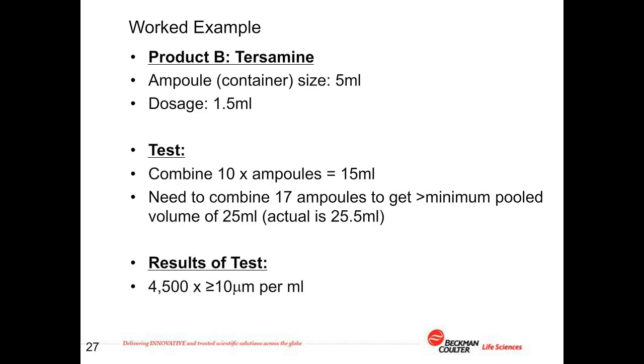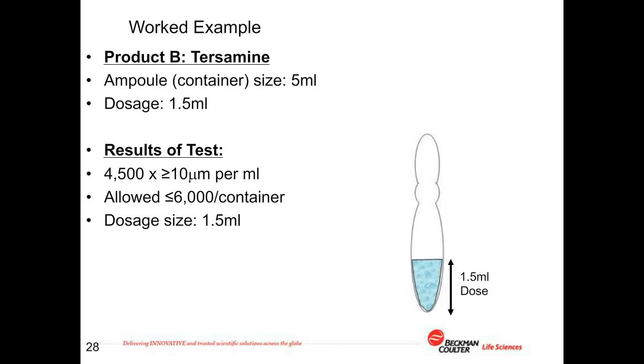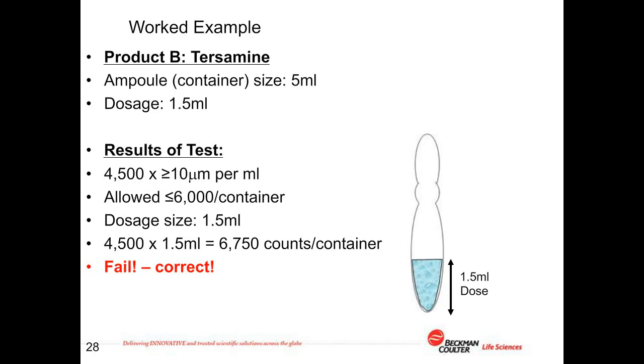Now say you run this fictional test and you get 4,500 counts, which are 10 micron or larger. We're allowed 6,000. Now is that a pass or fail per container? Now we're allowed 6,000 maximum per container. Now in this case, the dosage size is 1.5 milliliter. So you have to multiply that 4,500 times 1.5 milliliter, and the result is 6,750 counts per container. So that's a fail. So a test which produces the same number of counts per milliliter can pass with one product and fail with another. So it's all very complicated.